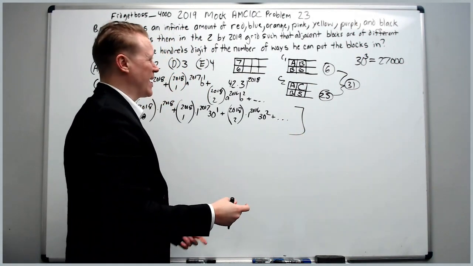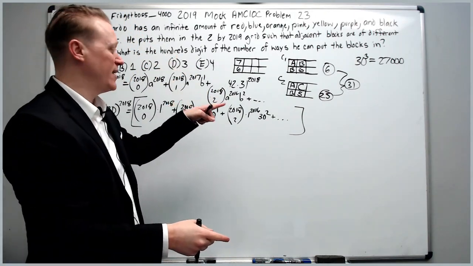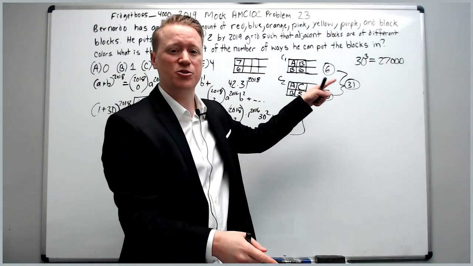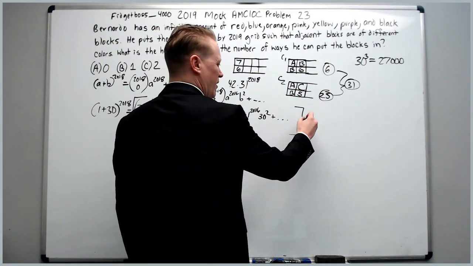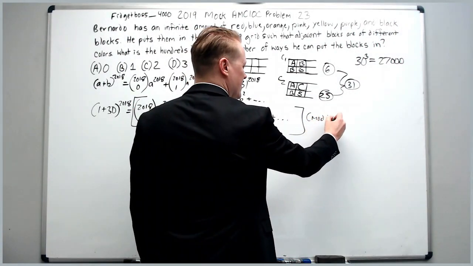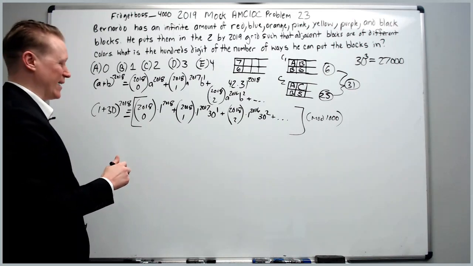And the good thing about that is we don't care about anything in the thousands because we're looking for the hundreds digit, and all the rest of the terms are going to contribute a 0 in the hundreds digit column. So we just disregard them and consider this as mod 1000. And it'll be congruent then in that case.